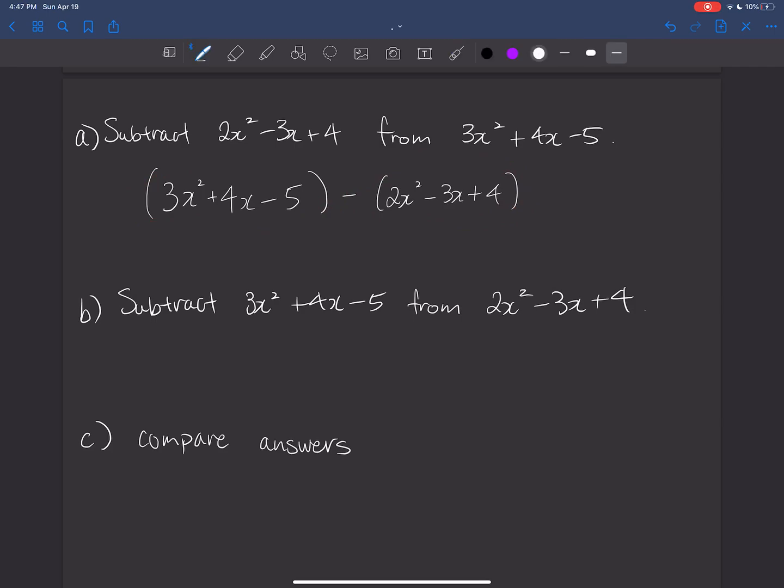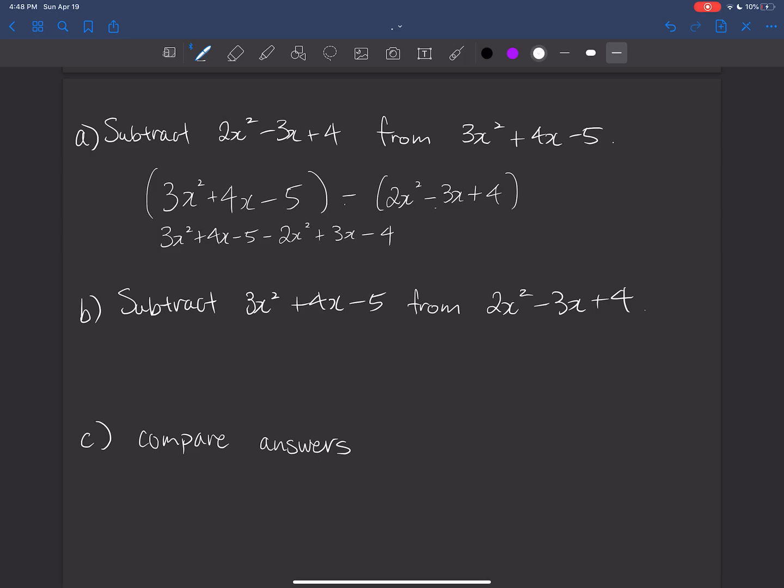So first, take everything out of the brackets. 3x squared plus 4x minus 5. And we have a negative sign in front of this set of brackets, so we want to change the sign of each term in the brackets. So first, negative 2x squared. The negative and negative here cancel, so plus 3x and minus 4.